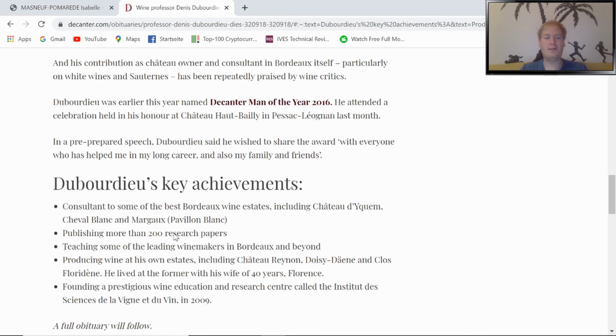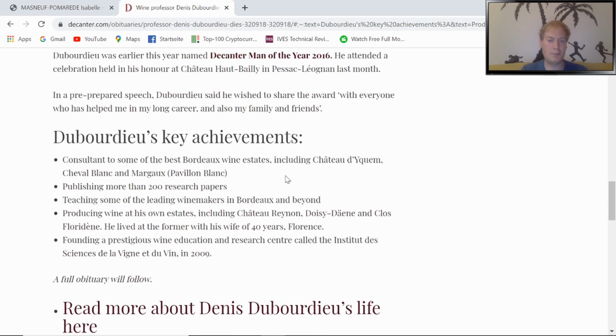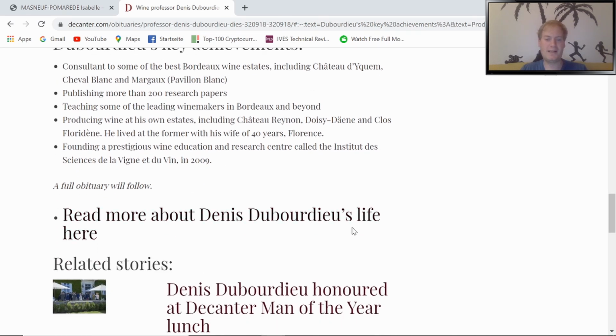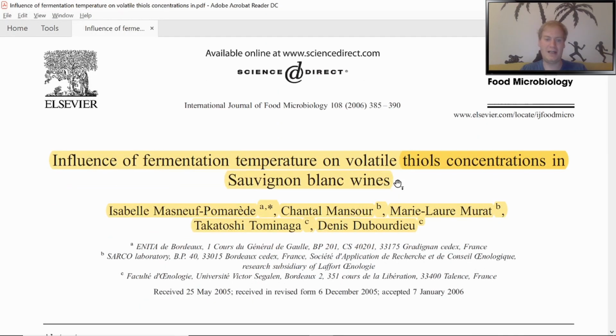He published more than 200 research papers. So him and his team, they were involved in discovering thiols, being responsible for the main aroma composition of Sauvignon Blanc wines. He introduced skin contact for Sauvignon Blanc wines. He introduced lees stirring and all that kind of stuff. So he really improved winemaking in the Bordeaux area. And some of his students even called him just Dieu, which is part of his name and means God, of course, in French. So that already proves what kind of guy he was.